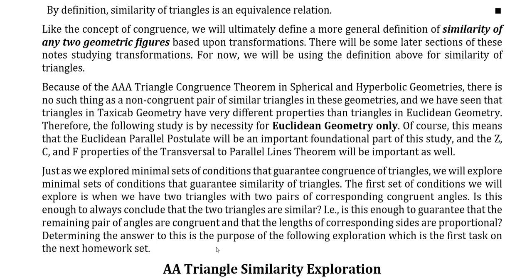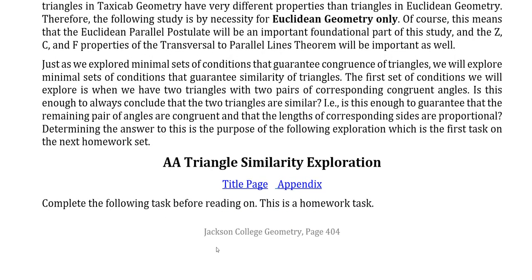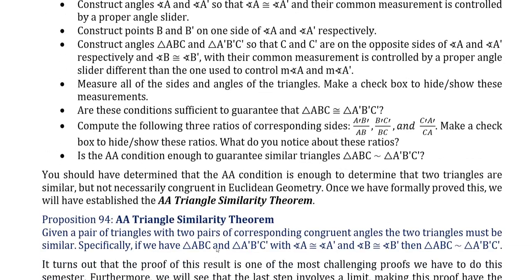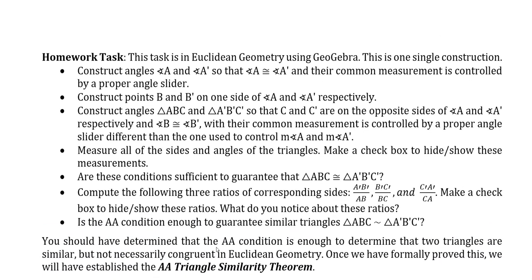And the first set of conditions we'll explore is when we have two triangles with two pairs of corresponding congruent angles. Is this always enough to conclude that two triangles are similar? In other words, is this enough to guarantee that the remaining pair of angles are congruent and the lengths of corresponding sides are proportional? And here is our first exploration. This one basically does what I just showed you in the sketch a little bit earlier, but here are the steps to do it if you want to do it yourself.